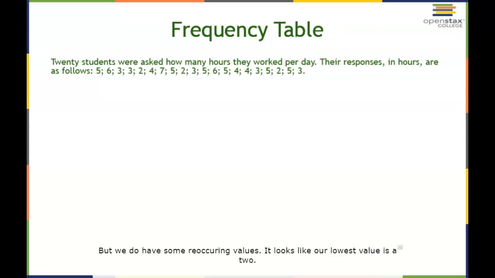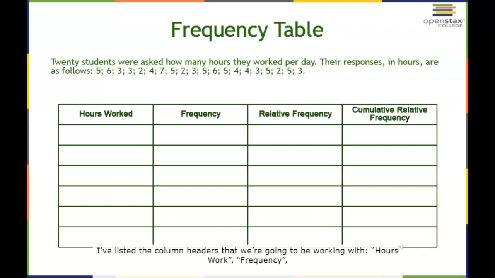But we do have some reoccurring values. It looks like our lowest value is a 2, our highest value is a 7. And there are 3s, there are 4s, there are 5s, there are 6s. So to clean up our data and make it a little bit easier to read, let's create a table. And I've listed the column headers that we're going to be working with: hours worked, frequency, relative frequency, cumulative relative frequency.